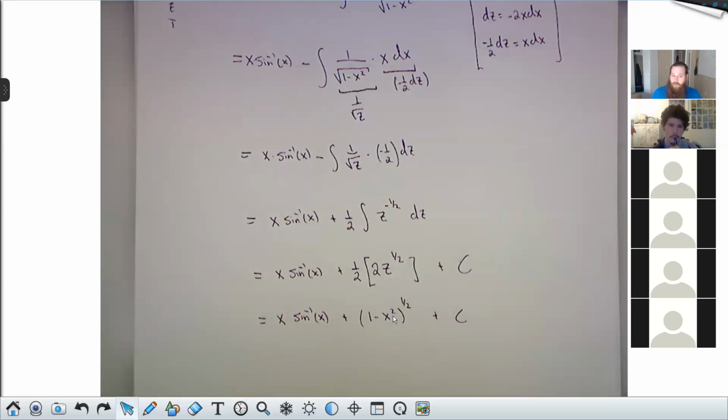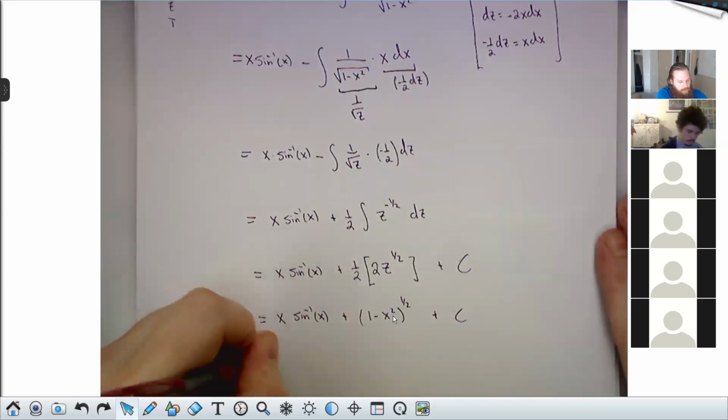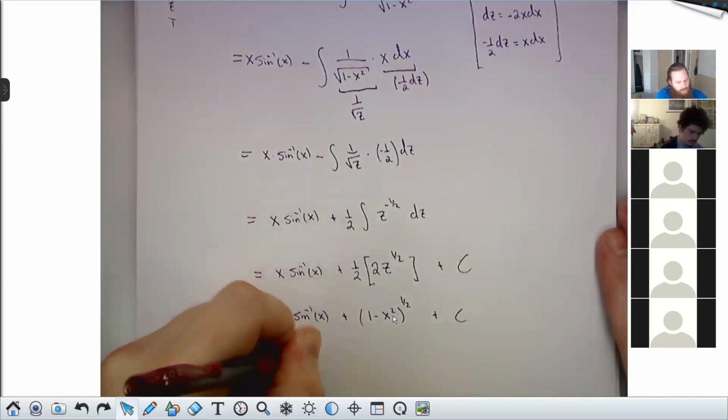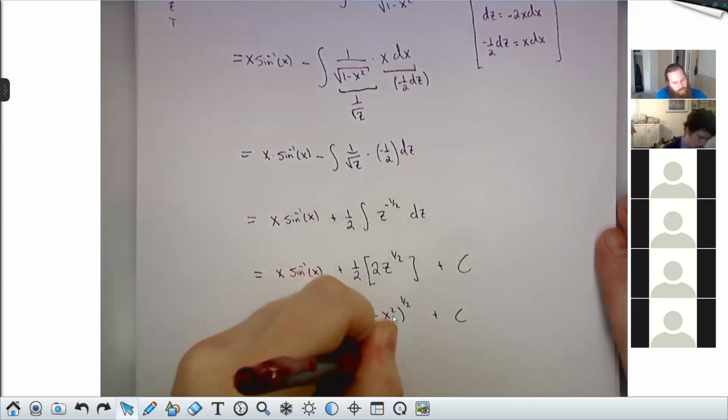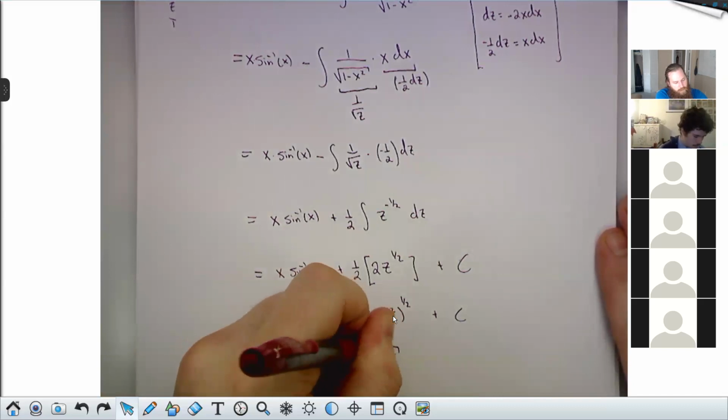All right. That's the antiderivative for the inverse sine function. You can write it in terms of a square root like this, x sine inverse x plus the square root of 1 minus x squared. And you'll see it written like this a lot.